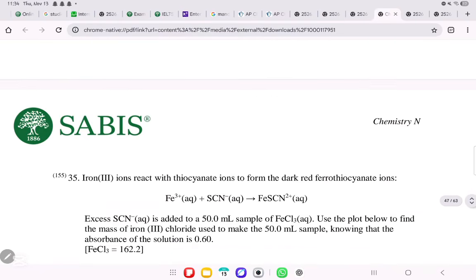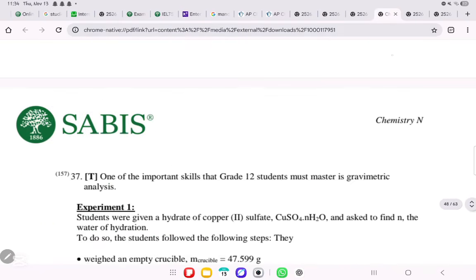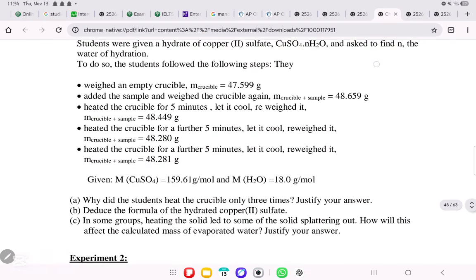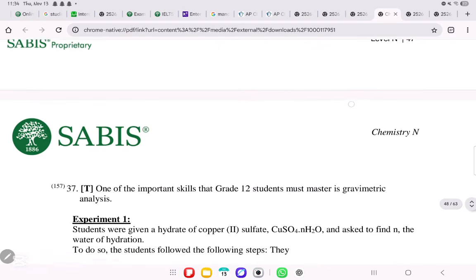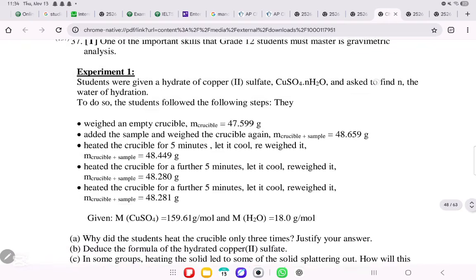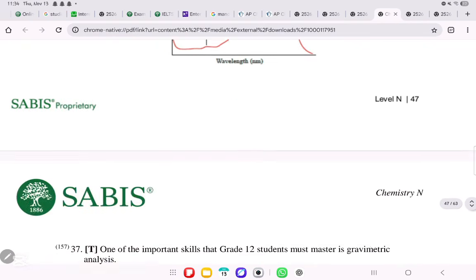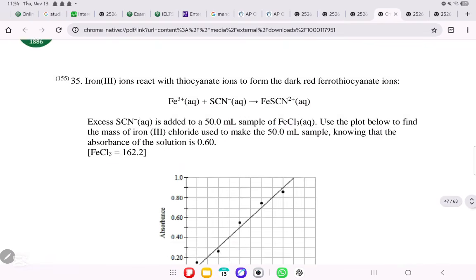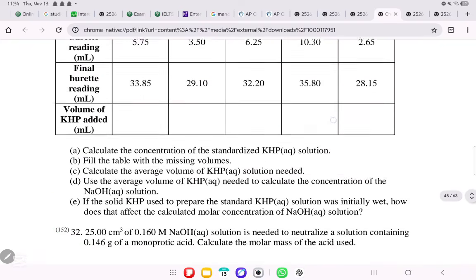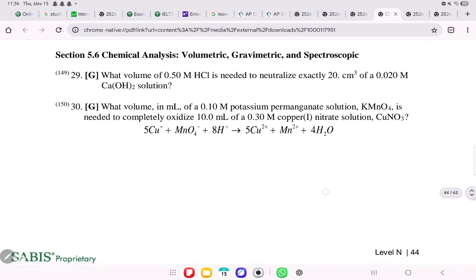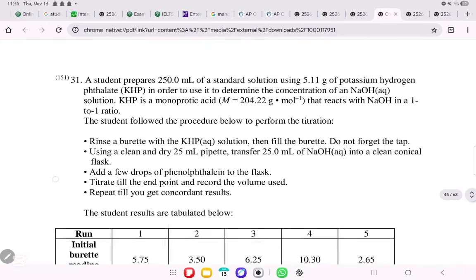33, 34, 35, 36. Okay, I'm not going to be doing the top questions. The top questions are easy to do for yourselves. So I'm going to finish at 36. That means I have 31 till 36 left. Okay, perfect.